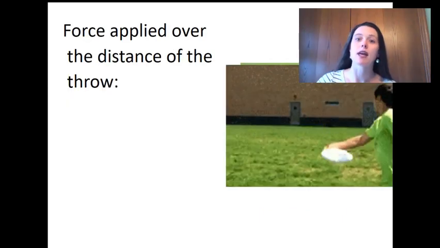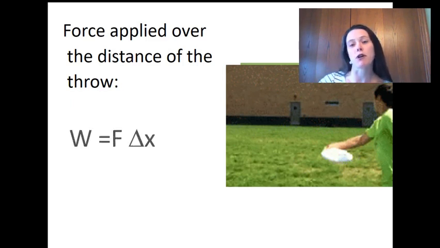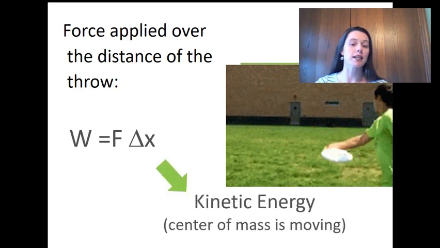Let's break that down. As the man throws the Frisbee, he's applying a force to the center of mass throughout the distance of the throw. The work he is doing is equal to the force multiplied by the distance the Frisbee travels while he is throwing it. That translates into kinetic energy, which means the center of mass is moving.